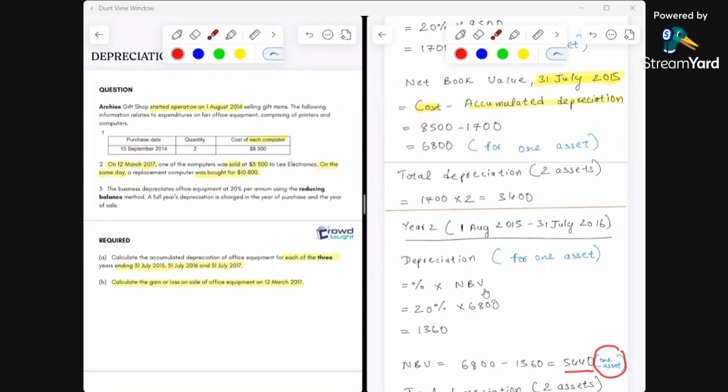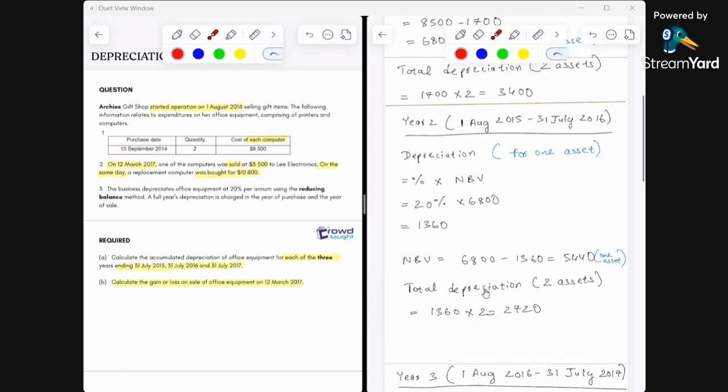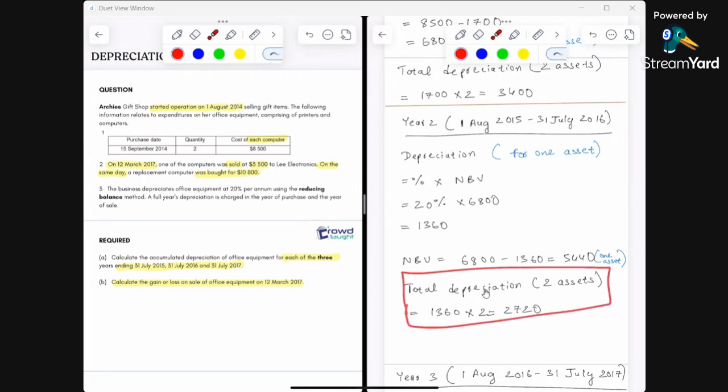Now, again, we can just easily calculate the total depreciation for two assets combined for the financial year ending 31 July 2016. That is going to be $1,360 for one of these assets multiplied by two, which is $2,720. So this is what we will report as the depreciation expense amount of $2,720 when you prepare the statement of financial performance or the income statement.